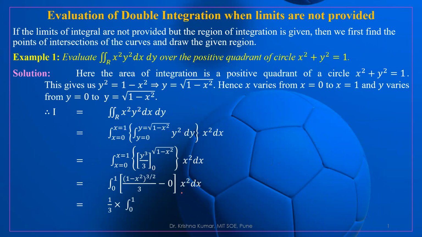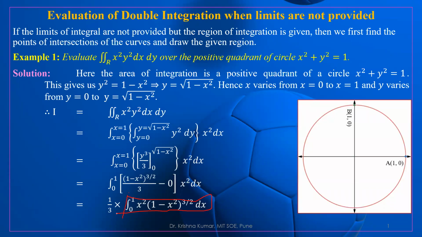So this is what we are getting in this step. Now if we simplify it once more, let us take 1 upon 3 outside. Then 0 to 1 x square, this x square we have taken before this expression, and 1 minus x square whole to the power 3 by 2. Okay, is it clear? This part is right. Let us simplify this part. We have taken such type of examples in tutorial number 1, if you remember. So now let us take it. Now this is a circle, x square plus y square equal to 1.